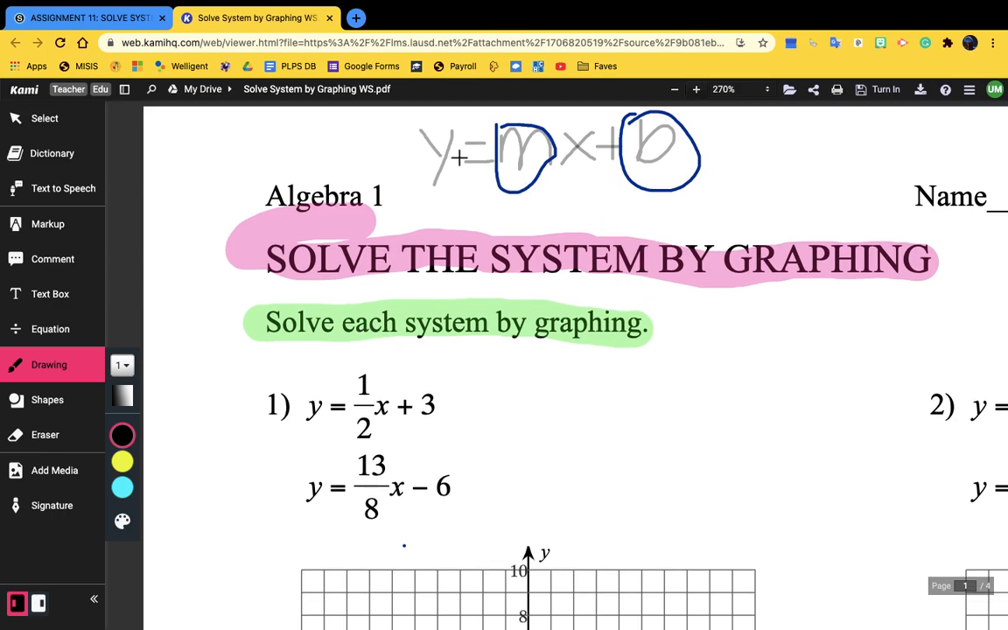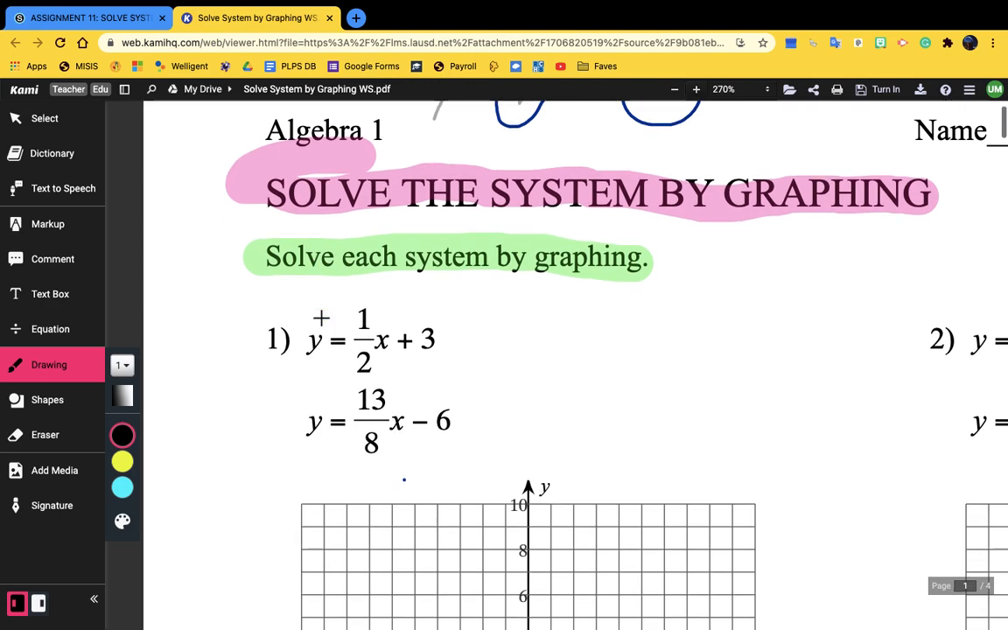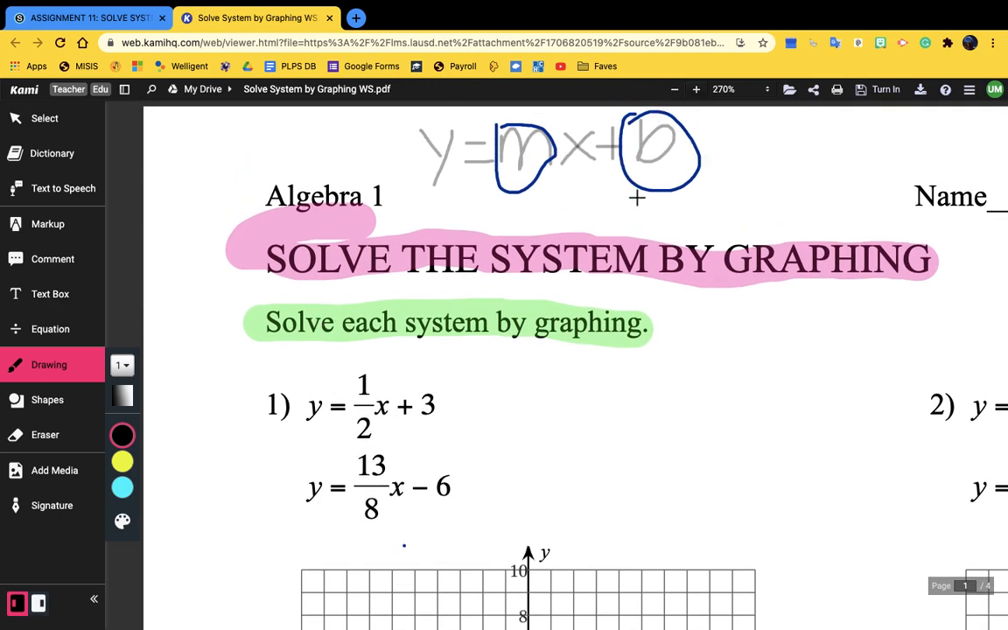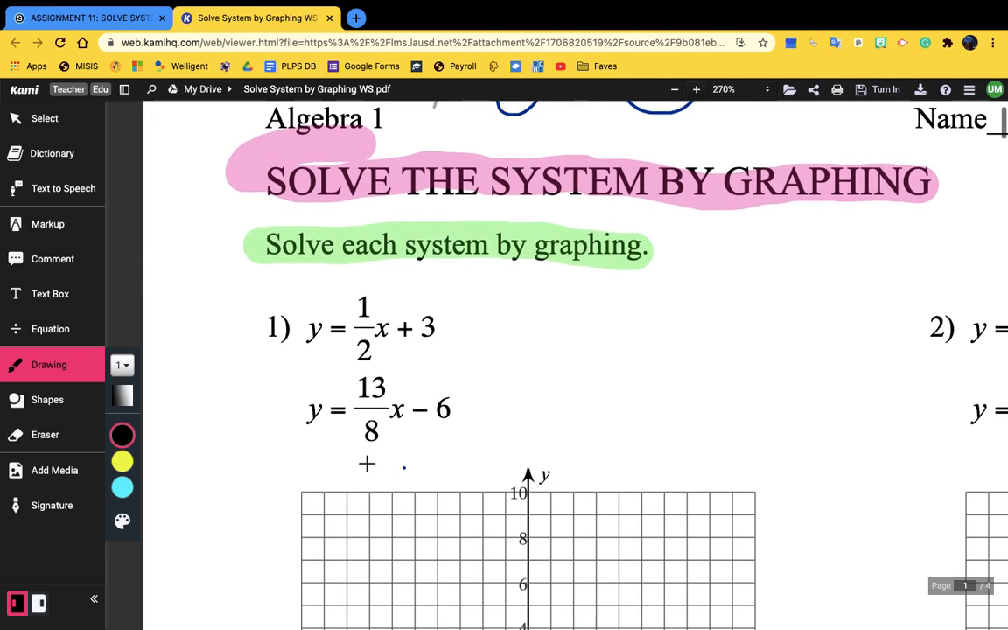I've already put up the slope-intercept form of the equation up here, y equals mx plus b. So we need to identify our m, we need to identify our y-intercept, our b. M is our slope, B is our y-intercept on each equation. So first thing I'm going to do is pick a better color. My M on the first equation and my B on my second equation.